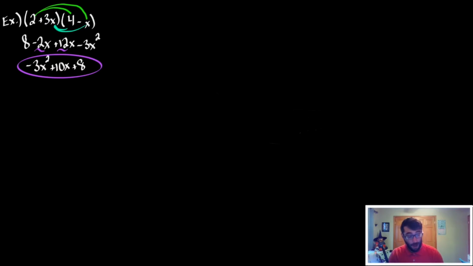Now, multiplying complex numbers is very similar. So if I was multiplying 2 plus 3i and 4 minus i, I would do pretty much the exact same thing.